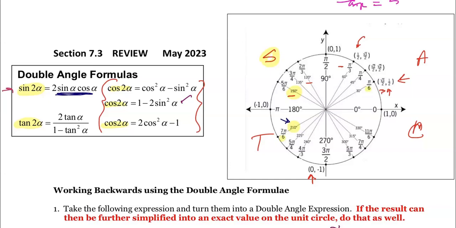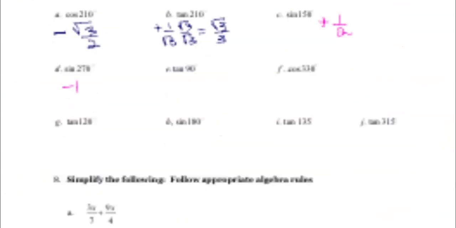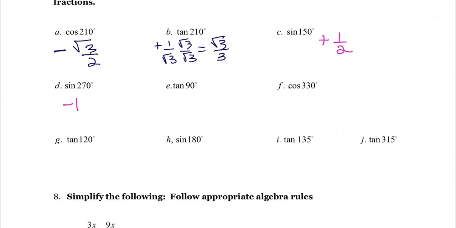tan equals sine over cosine. Whoops, I don't know why this is erasing. Okay, so sine over cosine, and so that's going to be 1 over 0. 1 over 0 is undefined because you cannot divide by 0. So we call that undefined.